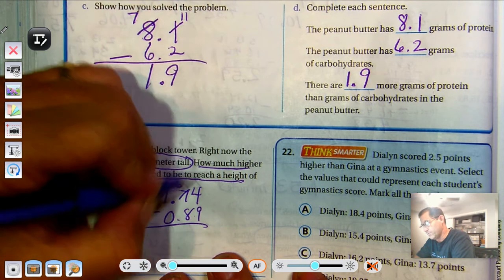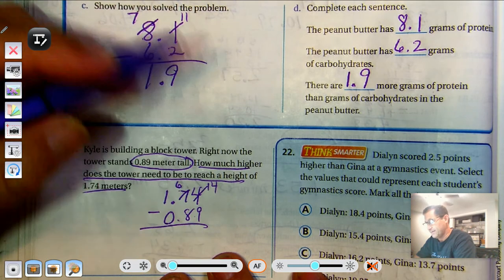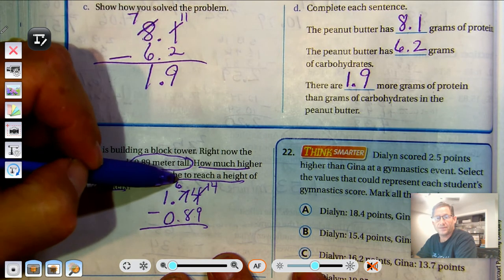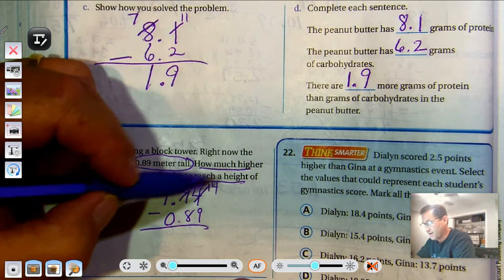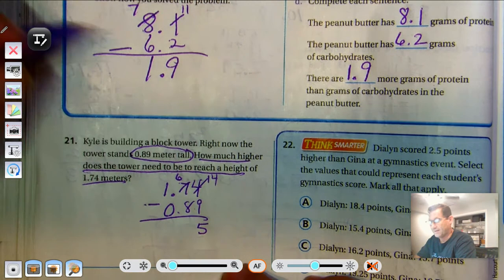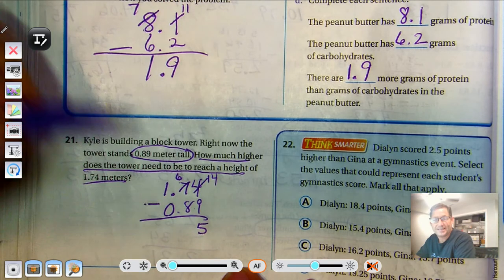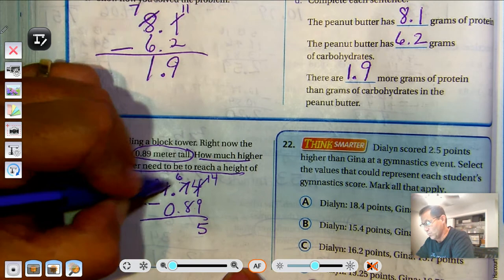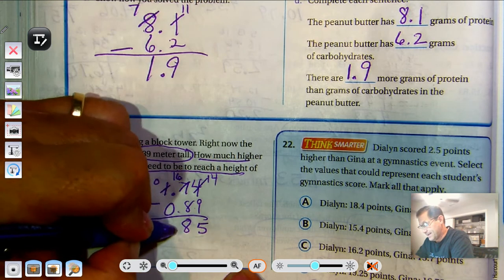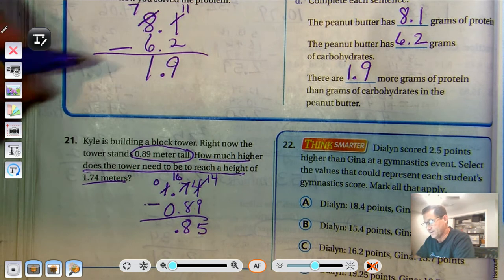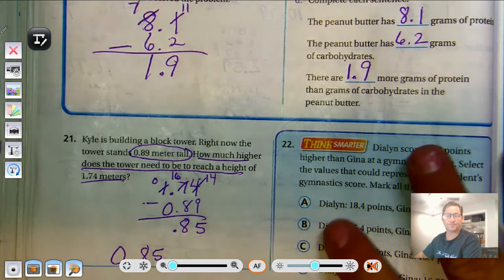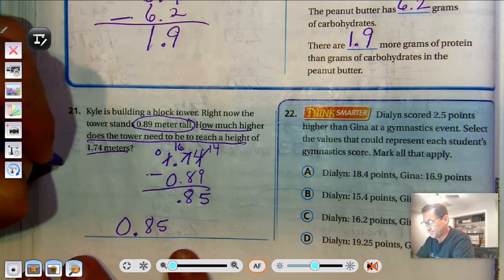So regroup from the tenths. We're taking one of the tenths from the 7/10 and giving it to the hundredths. 14 hundredths take away 9 hundredths is 5 hundredths. 6/10 take away 8/10, can't do that, so let's regroup from the ones. All right, so 16/10 take away 8/10 is 8/10. So 85 hundredths. Let's check our answer.